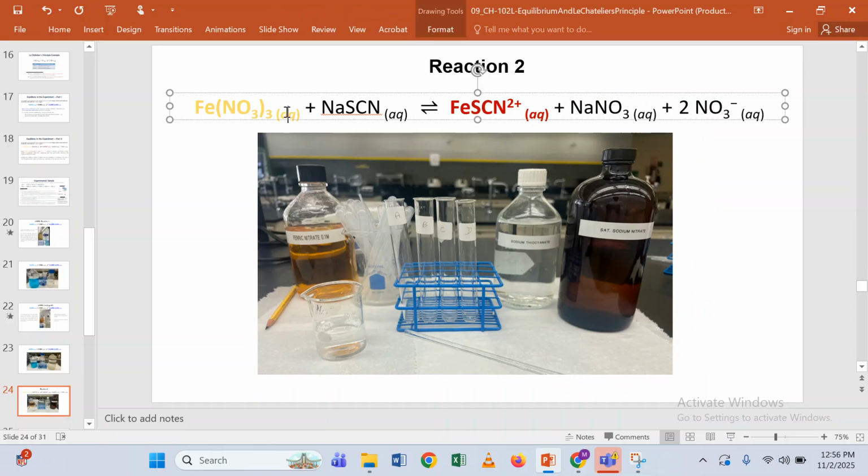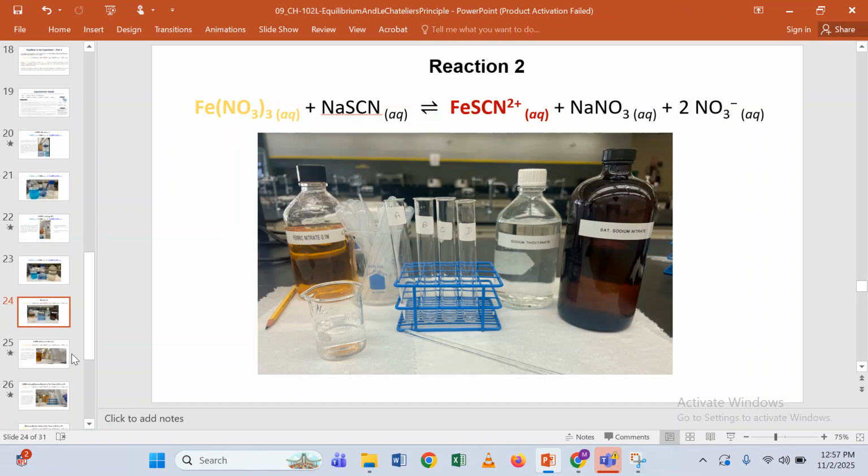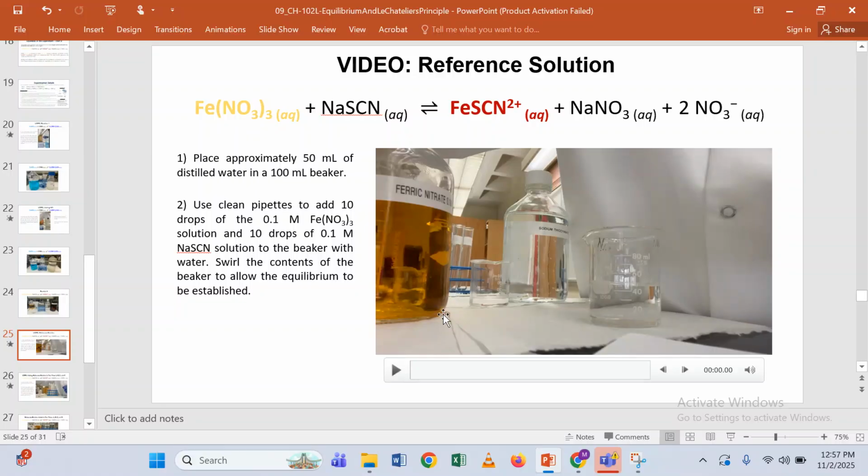Let's talk about the iron thiocyanate system, and it has different colors. The ferric nitrate has a yellow color, and then we have the iron thiocyanate, which has a red color. That's the product. So let's do the experiment with this system.